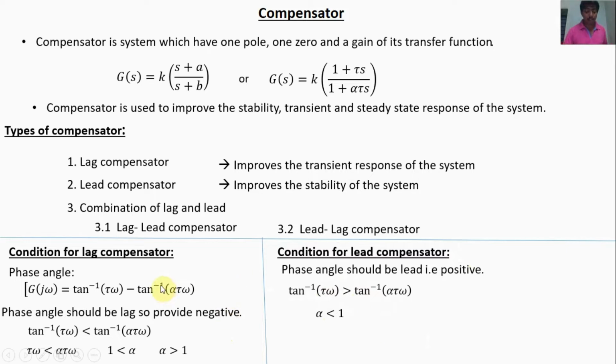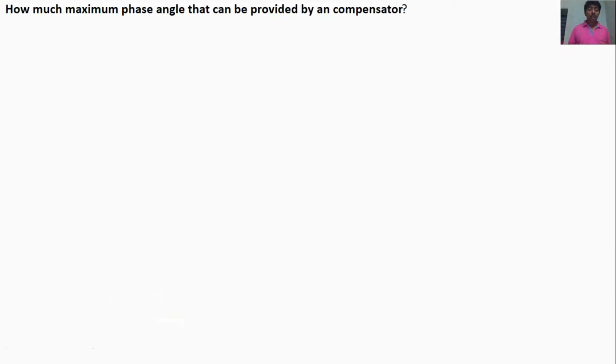If alpha is less than 1, this term will be higher than this term. So the phase angle will be positive. This is the condition for the compensator to act as lead. Second question: I have to find the maximum phase angle that can be provided by the compensator. Before that, I have to find under what condition the compensator will give the maximum phase angle.